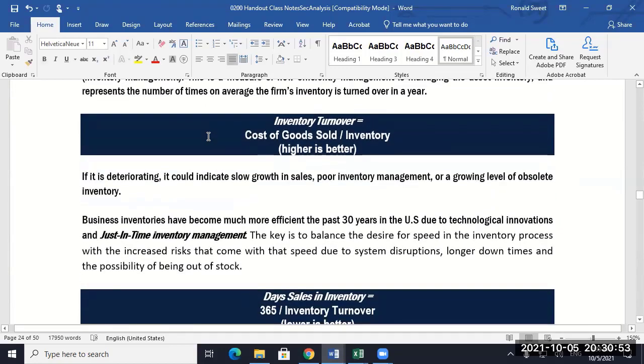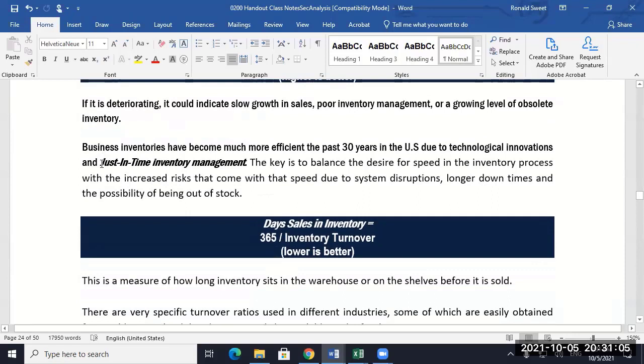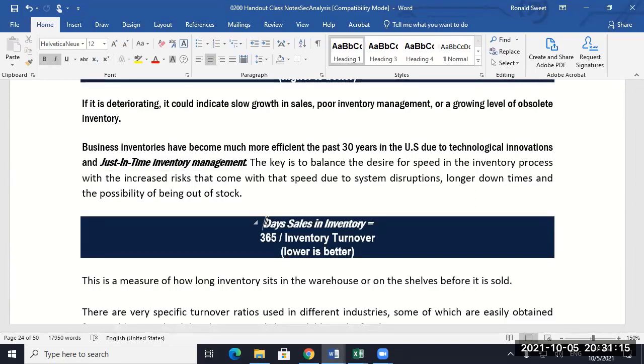So for inventory turnover, we don't use revenue, we use cost of goods sold, so we don't have that markup impact in there. It's cost of goods sold to inventory, and again, higher is better. With just-in-time inventory management, you hope that ratio is getting much, much better, or you hope your days sales inventory is getting shorter. Shorter is better. You want to turn that inventory as fast as you possibly can.